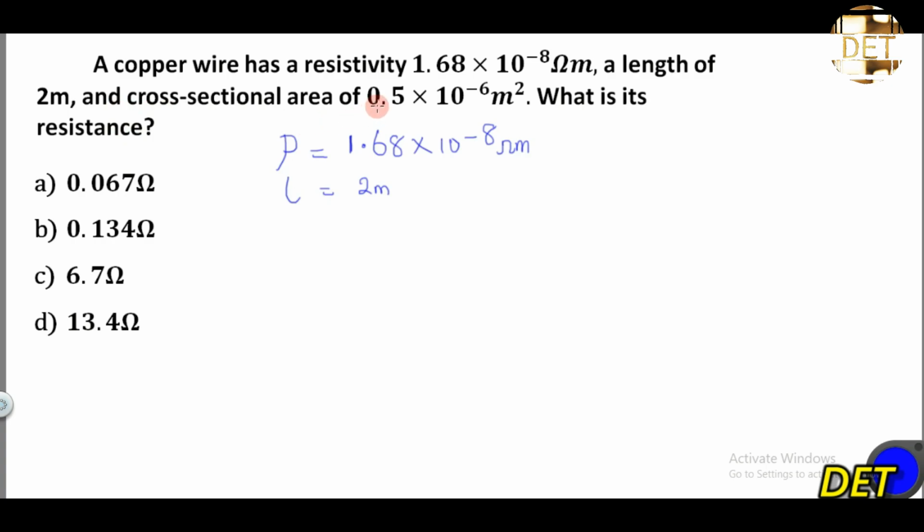And cross-sectional area of 0.5 times 10 raised to the power of minus 6 meters squared. So the cross-sectional area is equal to 0.5 times 10 raised to the power of minus 6 meters squared. What is its resistance? So what we are looking for is the resistance of the copper wire, right? So the formula that connects these four parameters is resistance is equal to what? Resistivity times length all over what? Area. So this formula, like I said before, is very important.